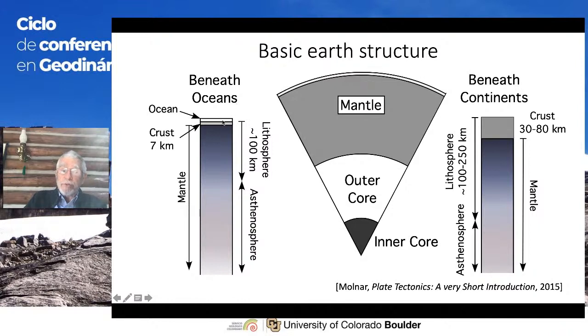Beneath oceans, you have some water. That's the ocean. You have a very thin crust, only 7 kilometers. Lithosphere, the strong layer, is roughly 100 kilometers thick or no more than that, and then the asthenosphere, with a gradual boundary between them. Under continents, the crust is much thicker, 30 to 80 kilometers, and the lithosphere can be thicker, maybe as much as 250 kilometers, again with this gradational boundary.